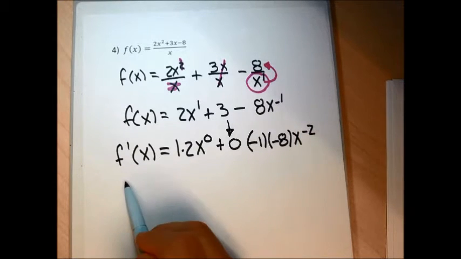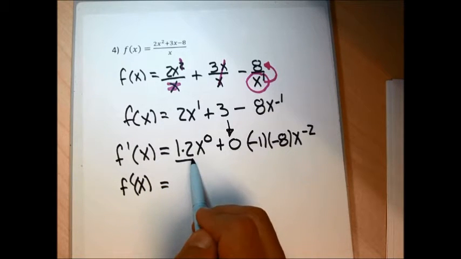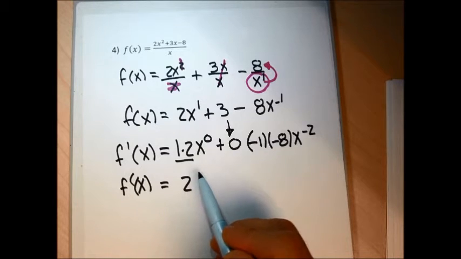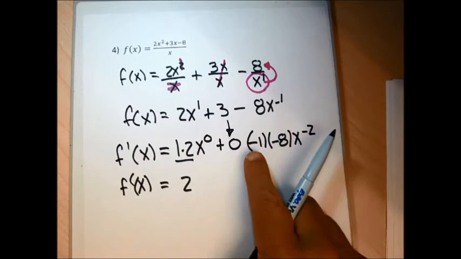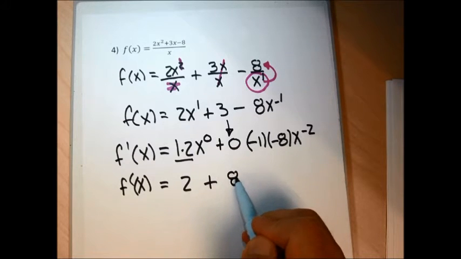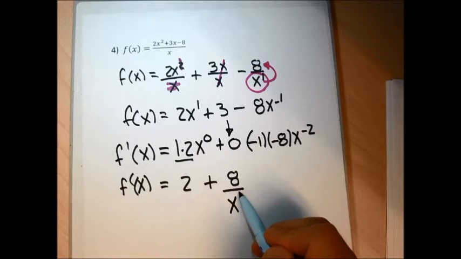Almost done. And I definitely have more work shown than you actually have to show. First piece, I'm going to multiply the 1 times 2 and get a 2. This x to the 0 power is equal to 1, so it's 2 times 1, which is just 2. Middle piece, 0, I don't need to write. Last piece, the 2 negatives multiply out to be a positive, so I get a positive 8. And I want the exponent to be positive, so I create a fraction and move the x down to the denominator of that fraction.